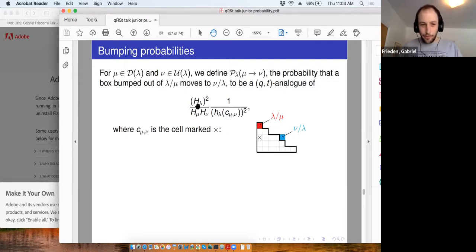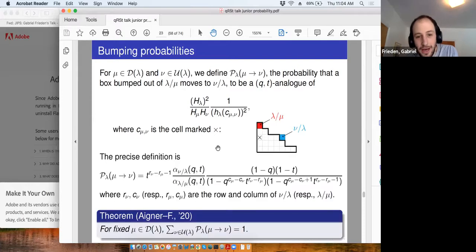Somehow what we end up wanting to do is take this ratio of hook length products, but then we also have to divide by the square of the hook length of this cell that's in the intersection of the row and column of those boxes. So precisely this is the definition. You take a ratio of these alpha quantities, and then you have to throw in some other factors with these various exponents. But I just like to think of it as being an analog of this. And then we proved that if you fix mu and you sum over all the nu of this quantity, you do in fact get 1.